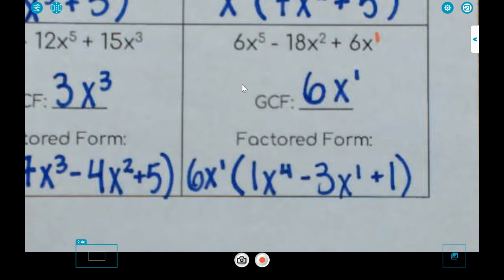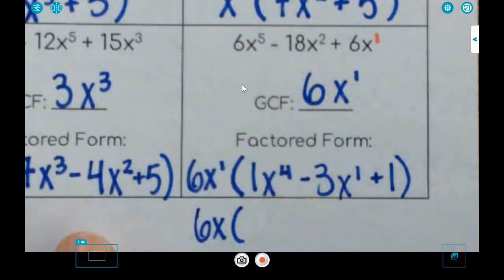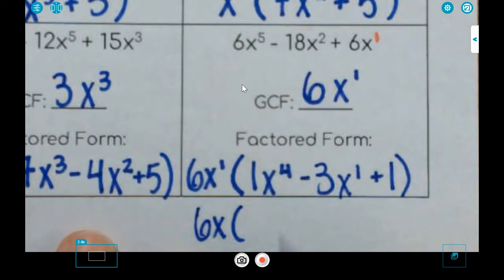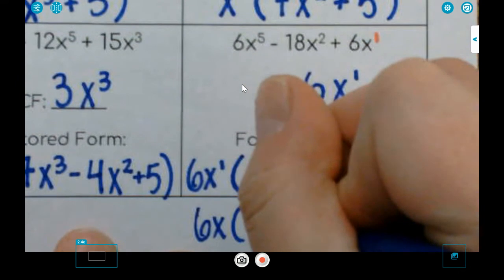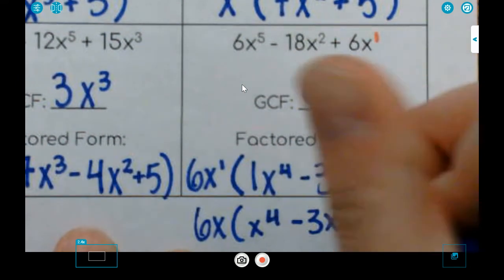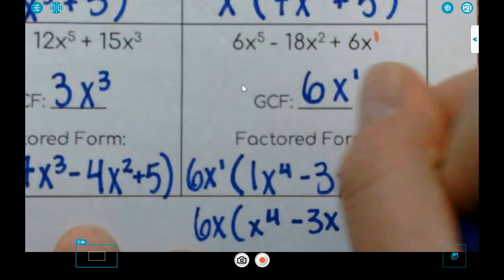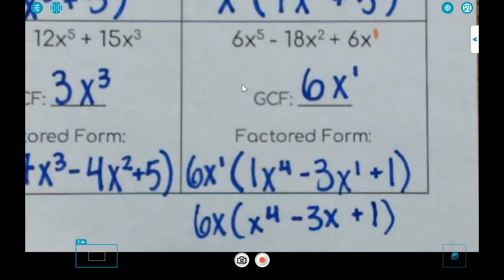We do not have to have all of these imaginary ones in our answer. We could just have 6x here. We could also take away this 1x to the 4th and just write x to the 4th. On this, we could write minus 3x, and we don't need the 1st. This one right here, though, we do need. If you completely divide out a term and all that's left is 1, you need the 1 there, because otherwise there would be nothing there, and then it wouldn't be correct anymore. So that's the first thing I wanted to show you.